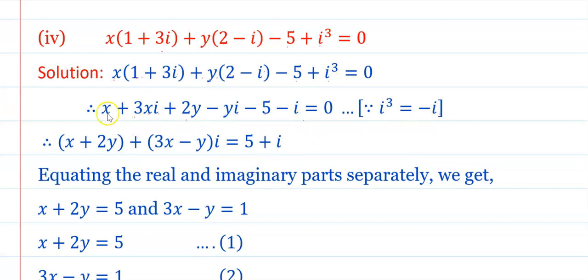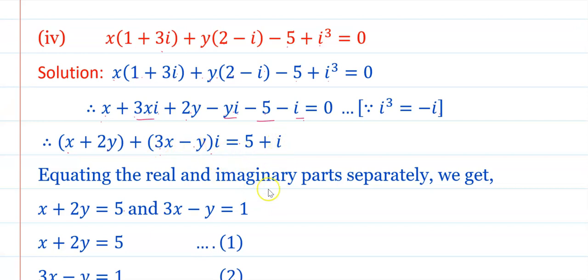पुढे real part x plus 2y. इथे x plus 2y. Next 3xi minus yi, हे दोन्ही टर्म्स जवळ केलेत, i कॉमन घेतले. And what about here? Minus 5 minus i. हे दोन्ही आपण right hand side ला आणले. Now x plus 2y is equals to 5. 3x minus y is equals to 1. i चा coefficient किती तर 1 आहे.